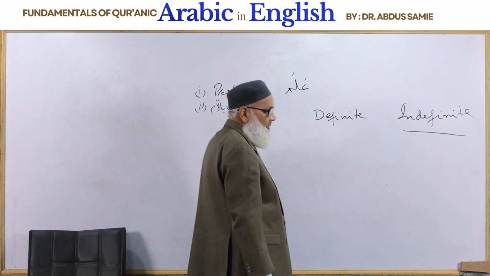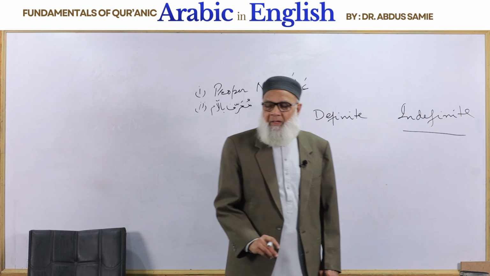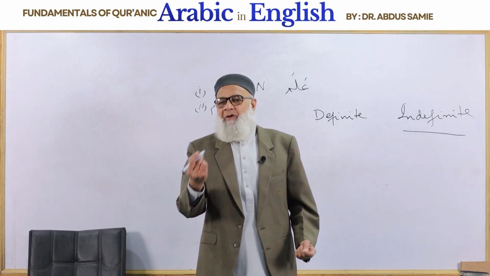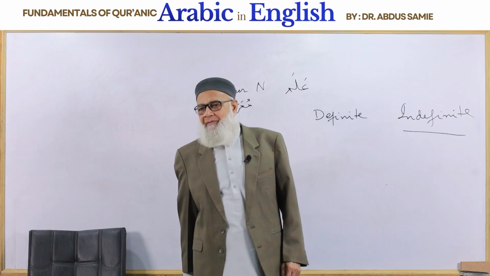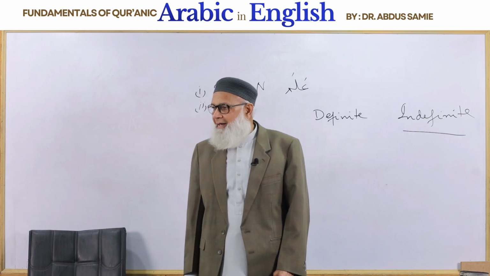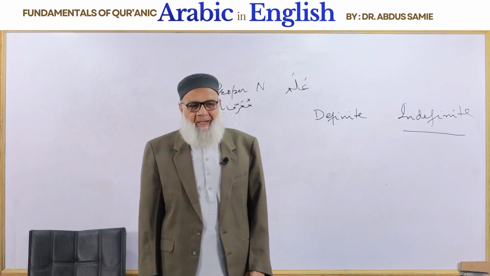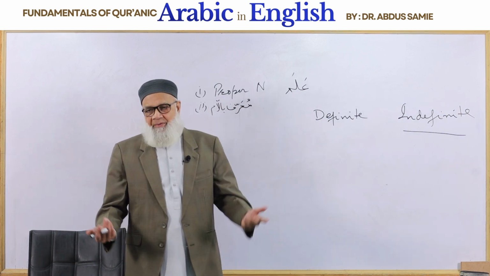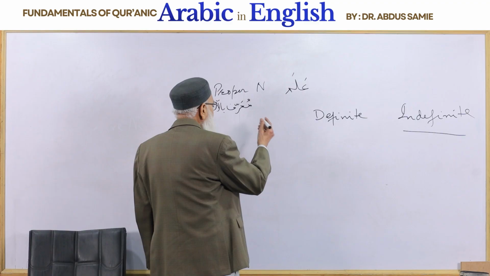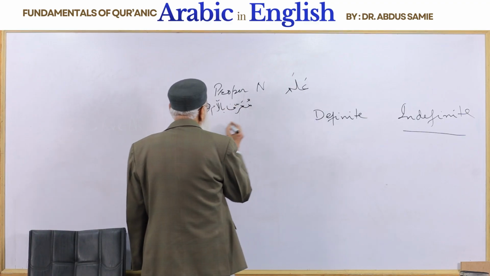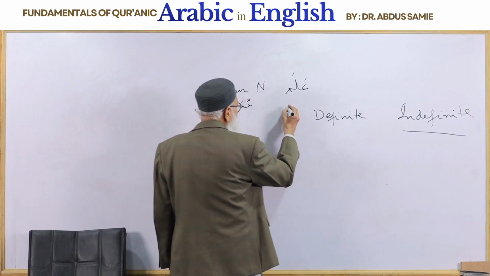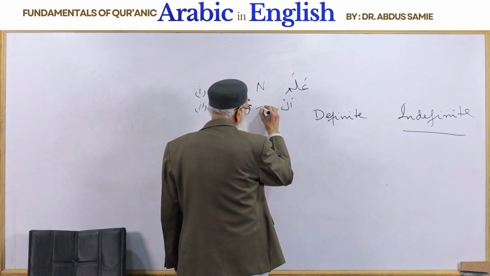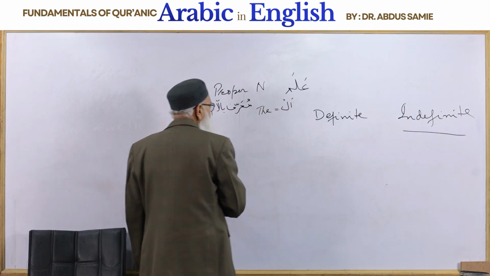Noun made definite by adding al in the beginning of an indefinite noun. Whenever you add al in the beginning of an indefinite noun, it turns definite, and that is called mu'arraf bil lam. And this lam is al, is equal to the in English.